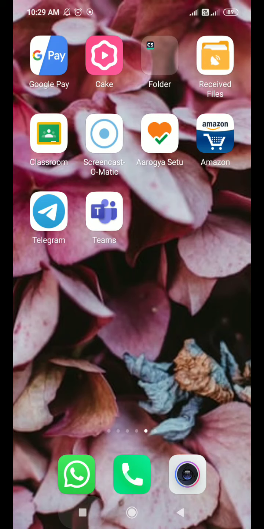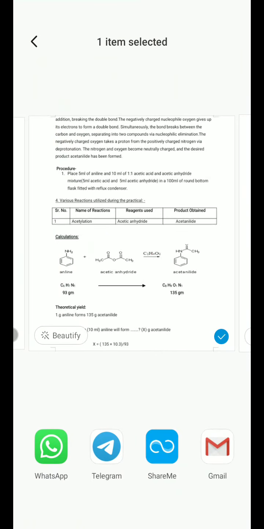We will see the calculation part of this synthetic procedure. Before this we have seen the principal mechanism, how to perform the particular organic synthesis reaction. Now we will see the procedure for this organic synthesis.